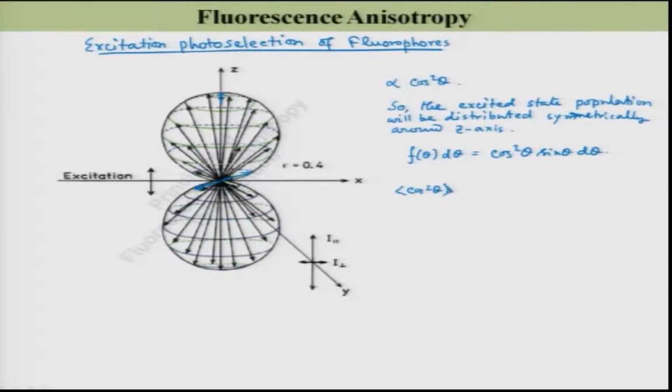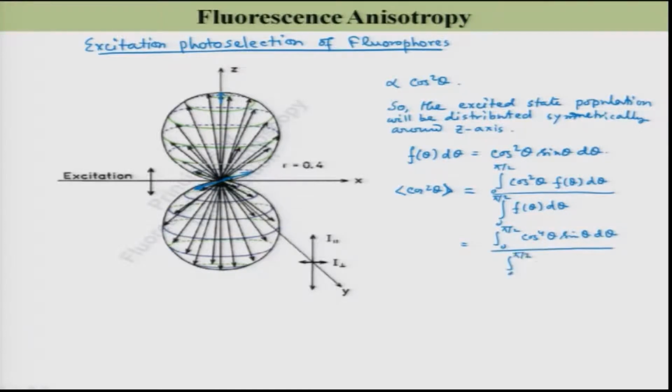So, for this average cos square theta, I will write: average cos square theta equals the integral from 0 to pi by 2 of cos square theta f theta d theta, because f theta d theta is my distribution, divided by the integral from 0 to pi by 2 of f theta d theta. If you evaluate this, it is the integral from 0 to pi by 2 of cosine to the power 4 theta sin theta d theta divided by the integral from 0 to pi by 2 of cos square theta sin theta d theta. If you evaluate, you will see that this value is 3 by 5, right.